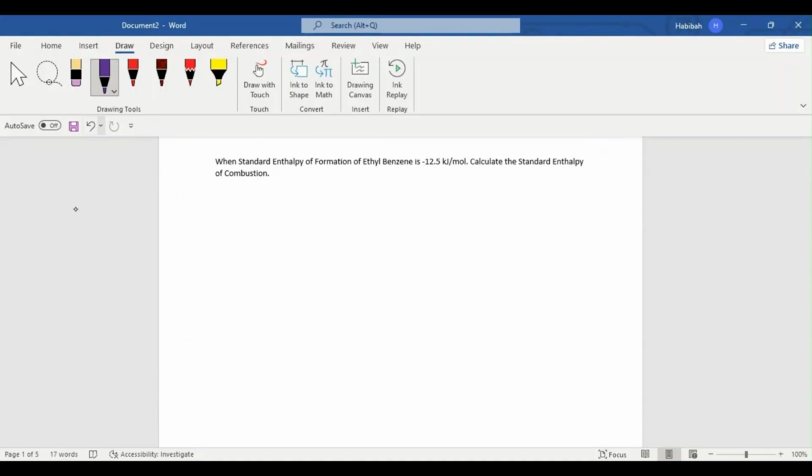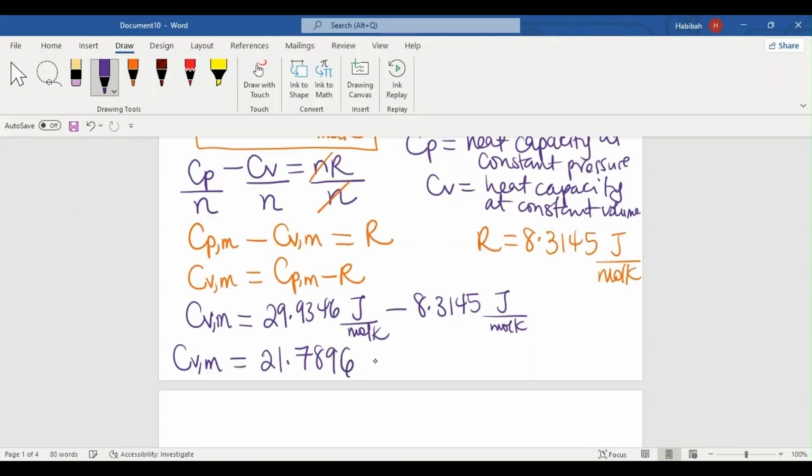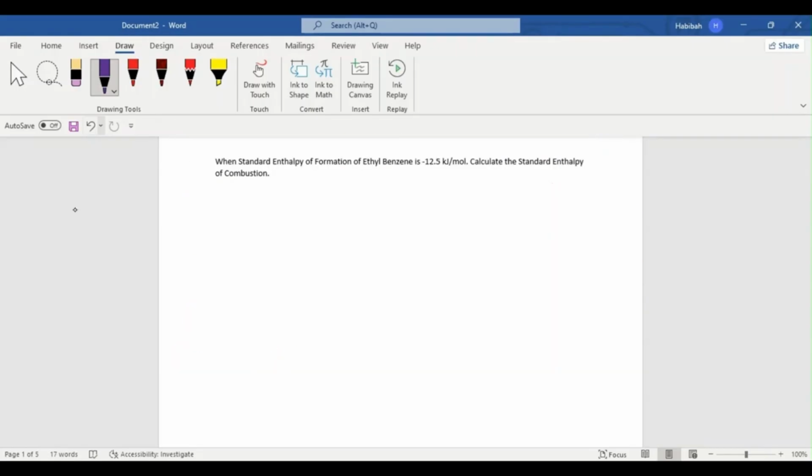Hence, P initial divided by T initial is going to have nR over V constant, and P final divided by T final is going to have nR over V as a constant too. So what we can do now is merge the two together. We end up with P initial divided by T initial equals P final divided by T final. So this is what we are going to actually use to solve the question.